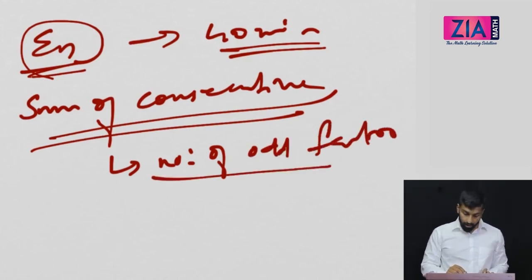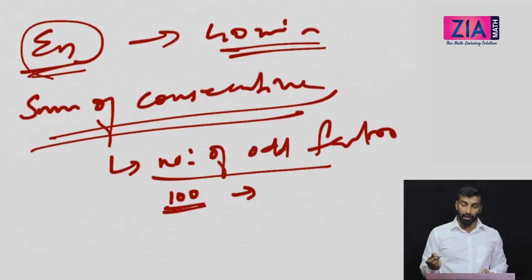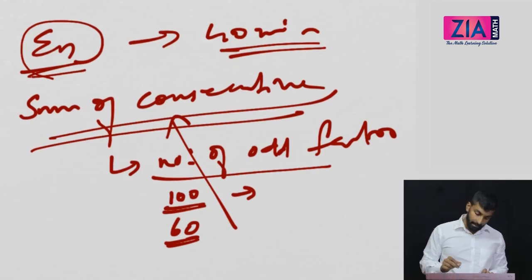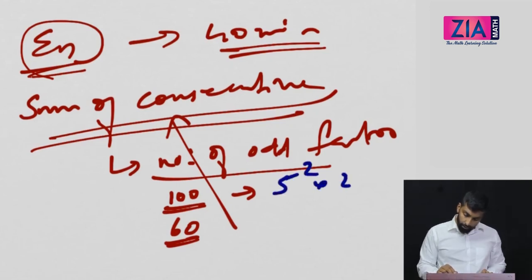So if you need to know how many ways 100 can be written as a sum of consecutive natural numbers, it means the odd factors of 100. How many ways 60 can be written as a sum of consecutive natural numbers means how many odd factors of 60 there are. You know how to find odd factors, even factors, etc. We have already discussed that. So 100 is actually 5 square into 2 square. How many odd factors are there? 3 odd factors.